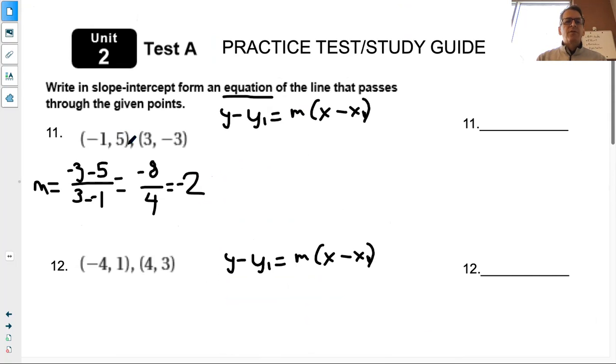So back to this. I'm going to use this first point, this is going to be the x of 1, this is going to be the y of 1. So the start of my equation would be y minus the y, which is 5, is equal to the slope, which is -2, times x minus the x of 1, which is -1.